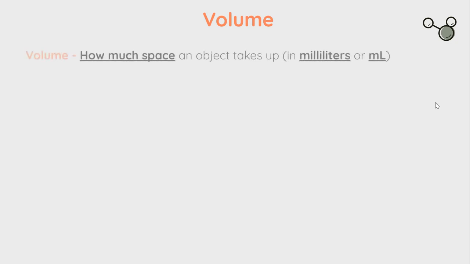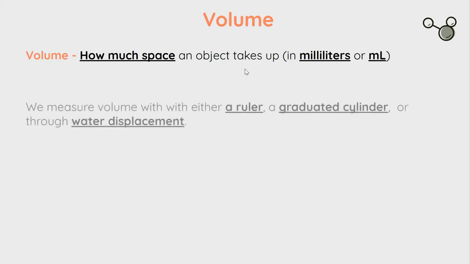Our second part of density, volume, represents how much space an object takes up. And we typically report this in units of milliliters, or we abbreviate that as lowercase m, uppercase L. And there are, again, many units for volume. You could talk about gallons or liters or even ounces in a way. Ounces is an interesting one. But these are really representations of just how big an object is.